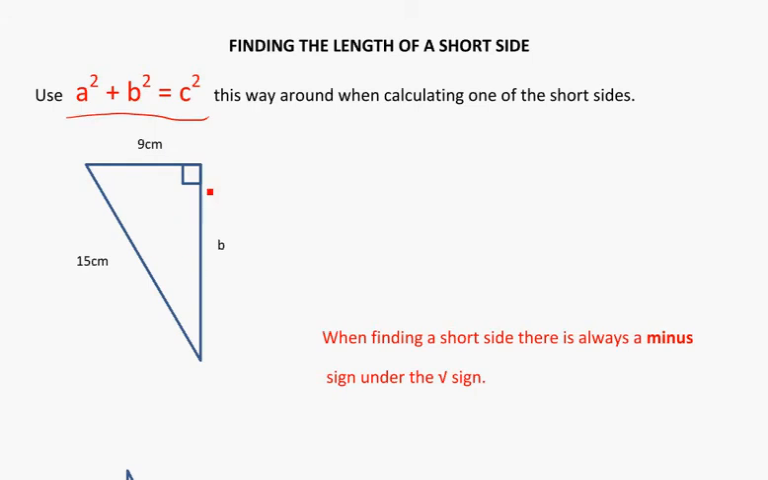Okay, so in this triangle here's our hypotenuse, the longest side. Now each of these are short sides, so it doesn't matter which one we do first. And so we can put our relationship as b squared plus 9 squared equals 15 squared. Okay, we're going to rearrange that before we go to our calculator. So we know b squared equals 15 squared minus 9 squared.